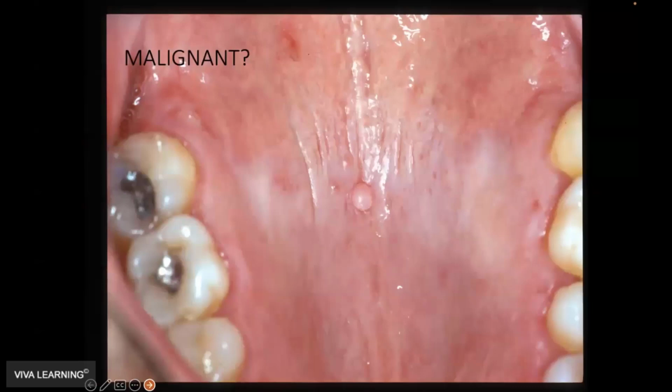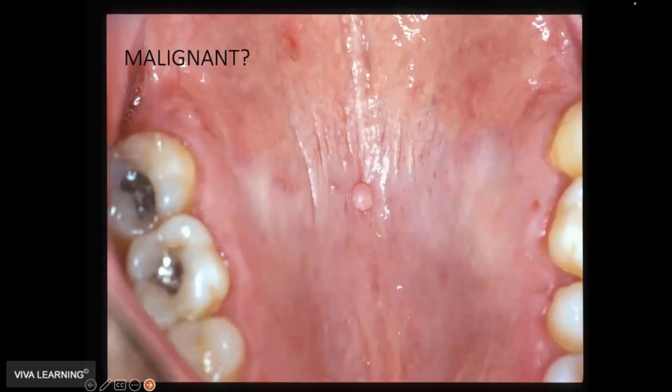Malignant. You may remember from dental school that the palate, soft palate, hard palate, has lots and lots and lots of salivary glands. And you may also remember from pathology that there are plenty of salivary gland tumors. So this could be a benign salivary gland tumor, or it could be a malignant salivary gland tumor. Only one way to find out, and that, of course, is to biopsy.